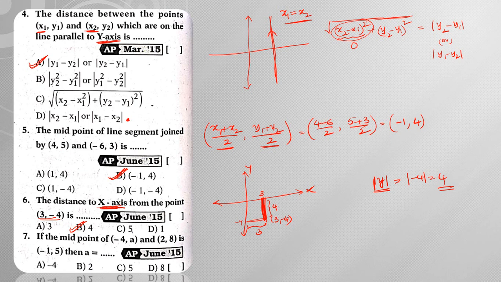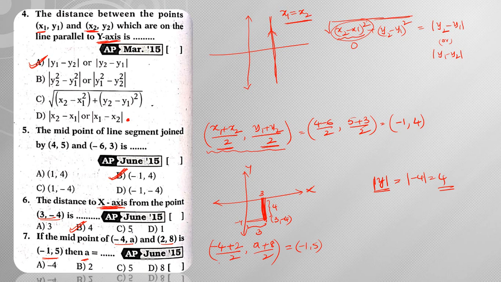Okay, next, if the midpoint of minus 4 comma a and 2 comma 8 is minus 1 comma 5, then what is the value of a? So we have already seen the midpoint formula, so we are going to apply that. What are we going to get? Minus 4 plus 2 by 2 comma a plus 8 by 2. So this particular midpoint is already given as minus 1 comma 5.